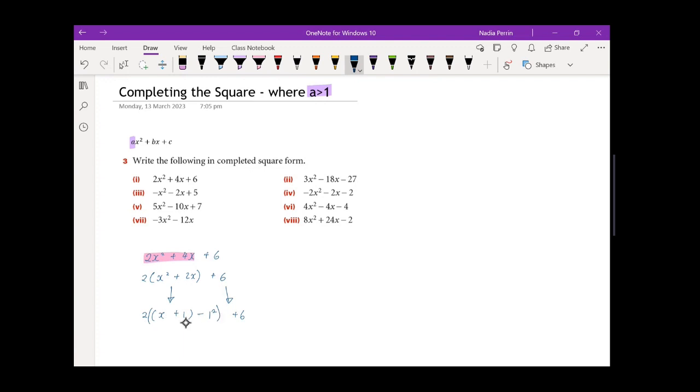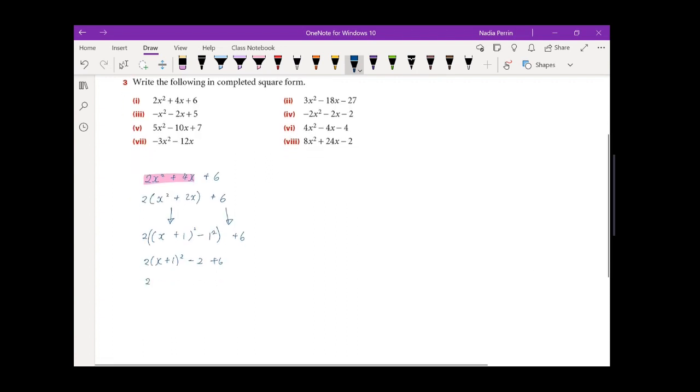So now we're going to expand that 2 out. Leave my squared out there. So this 1 squared times 2 becomes minus 2, and this plus 6 is still there. So we have 2(x + 1) squared + 4. And remember, that tells you lots of important information, one of which is the vertex. The vertex is going to occur at (-1, 4), because if it's in brackets, we change the sign, and +4.